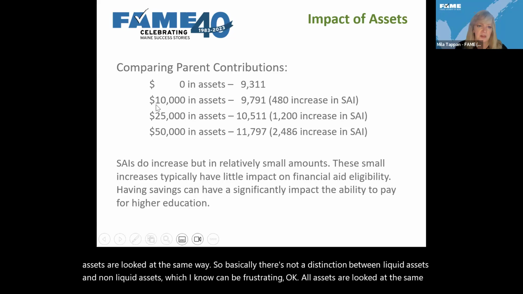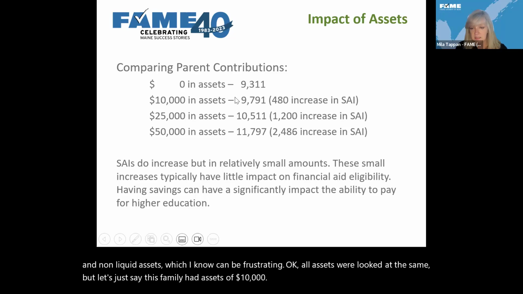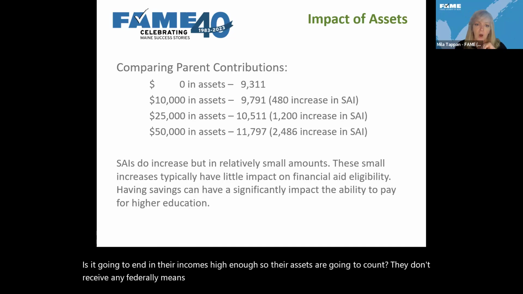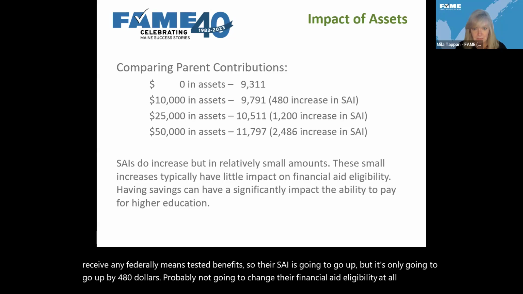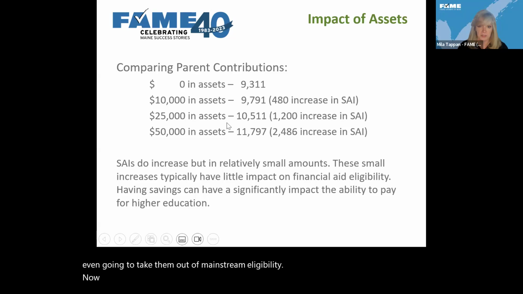Let's just say this family had assets of $10,000. Their income's high enough, so their assets are going to count. They don't receive any federally means tested benefits. So their SAI is going to go up, but only by $480. Probably not going to change their financial aid eligibility at all. Not even going to take them out of Maine State Grant eligibility. Now, if they had $25,000 in assets, yes, their SAI is going to go up, by about $1,200.